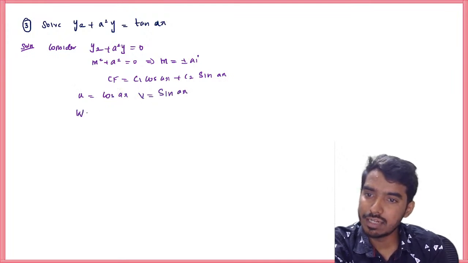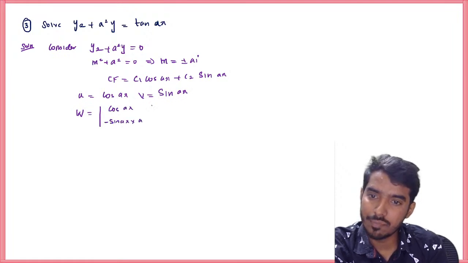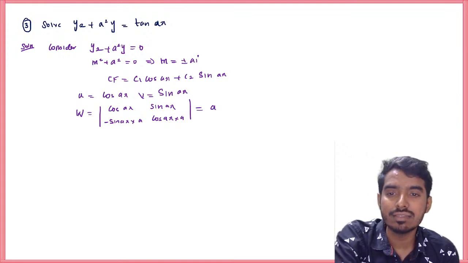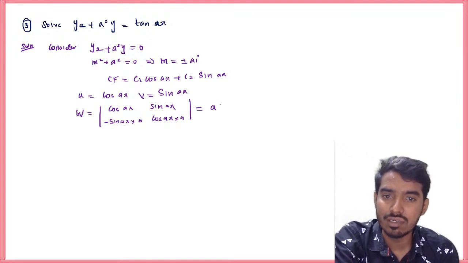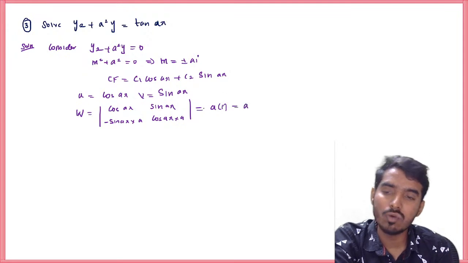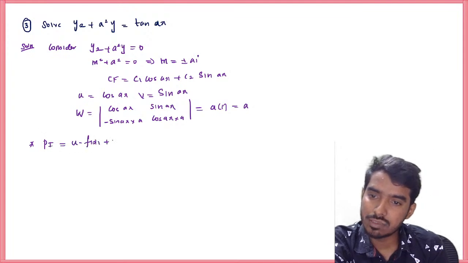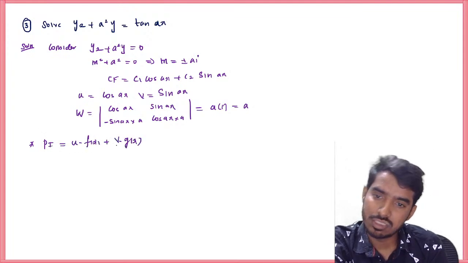And what about the Wronskian of u and v? So it is cos ax, derivative of cos ax is minus sin ax into a. v is sin ax, its derivative is cos ax into a. Again, you will have only a. a cos square ax plus a sin square ax, which will be a. So a is your Wronskian. Now, what is your particular integral? u into f of x plus v into g of x.